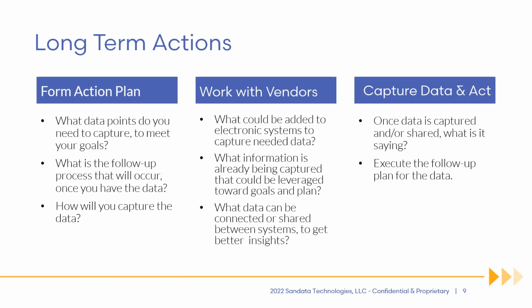Another question to consider under that work with vendors is what information is already being captured that could be leveraged towards goals and plan. So maybe you need data. You're not currently capturing that data, but somebody else is. So across your organization systems, if somebody else is already capturing that, maybe it's just a sharing of information that could be leveraged in a cooperative state. Also, what data can be connected or shared between systems? Same thing, determining what data can be shared or connected between systems to get better insights.